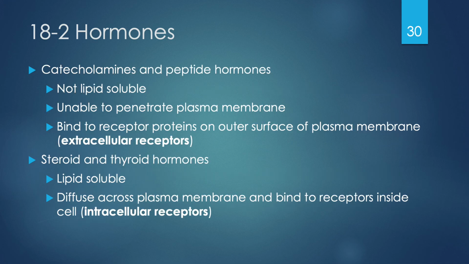The catecholamines and peptide hormones are not lipid soluble. So what that means is they're unable to penetrate the plasma membrane. Instead, they have to bind to receptor proteins on the outer surface of the plasma membrane. These are called extracellular receptors because they have to bind to the extracellular surface. Now, steroid and thyroid hormones are lipid soluble, so they can diffuse across the plasma membrane. The receptors for lipid soluble steroid and thyroid hormones are actually inside the cell. So these are called intracellular receptors.